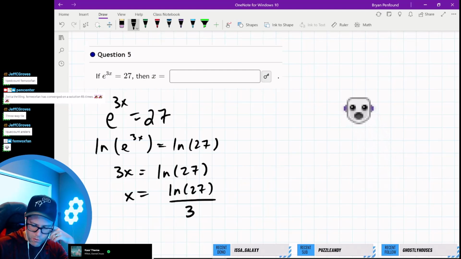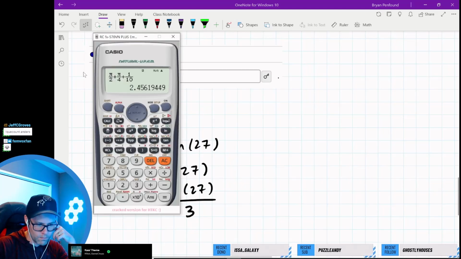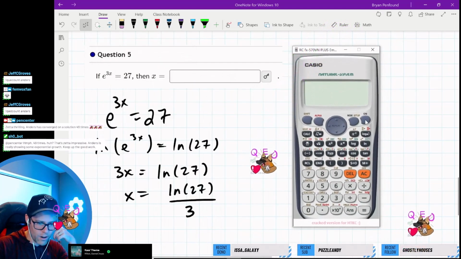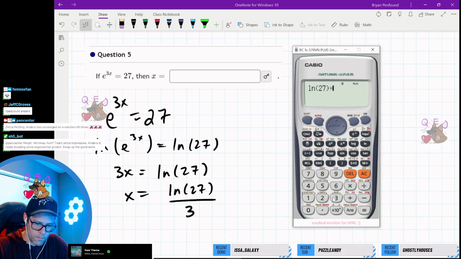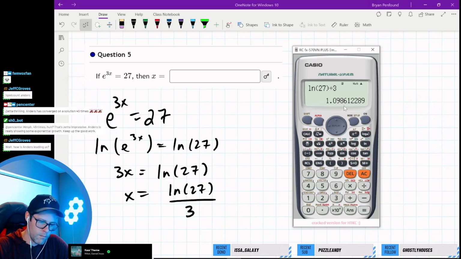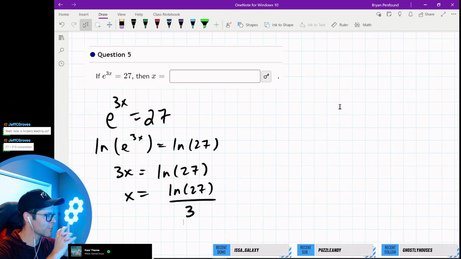Is that equal to ln 3? Are they equal to each other based on a conversion formula or something? That's Zeta impressive. Anders is really showing some exponential growth. Keep up the good work. 49 times, huh? Really showing some exponential growth? Oh my gosh.